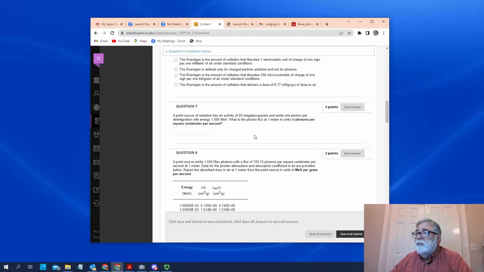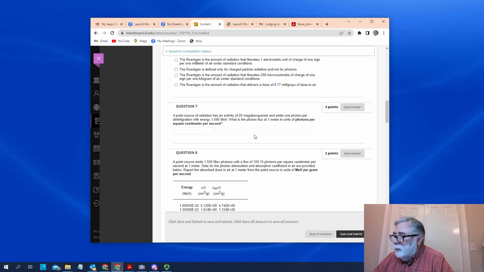So here it is. We have a point source, 20 megabecquerels. It says there's 1 photon per disintegration. Energy is 1.5 MeV. What's the photon fluence? The flux. What's the photon flux? So phi is equal to the decay rate, 2 times 10 to the 7th, is that right? 20 megabecquerels, 2 times 10 to the 7th per second, divided by 4 pi r squared.